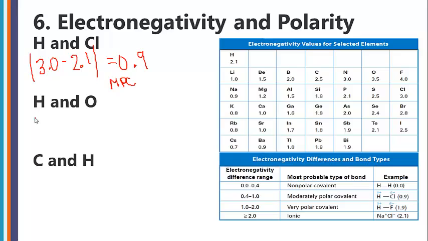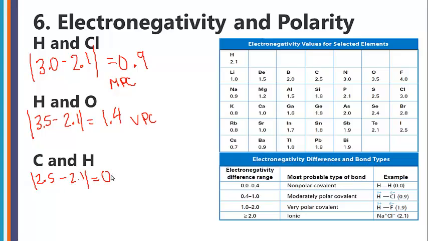For H and O, that's 3.5 for oxygen minus 2.1. We just do the absolute value there. So that's going to give me 1.4, which is going to be very polar covalent. And for carbon, carbon has a value of 2.5. Hydrogen has a value of 2.1. So we subtract and we get 0.4, which is right on the edge of nonpolar and moderately polar. So nonpolar covalent or moderately polar covalent.